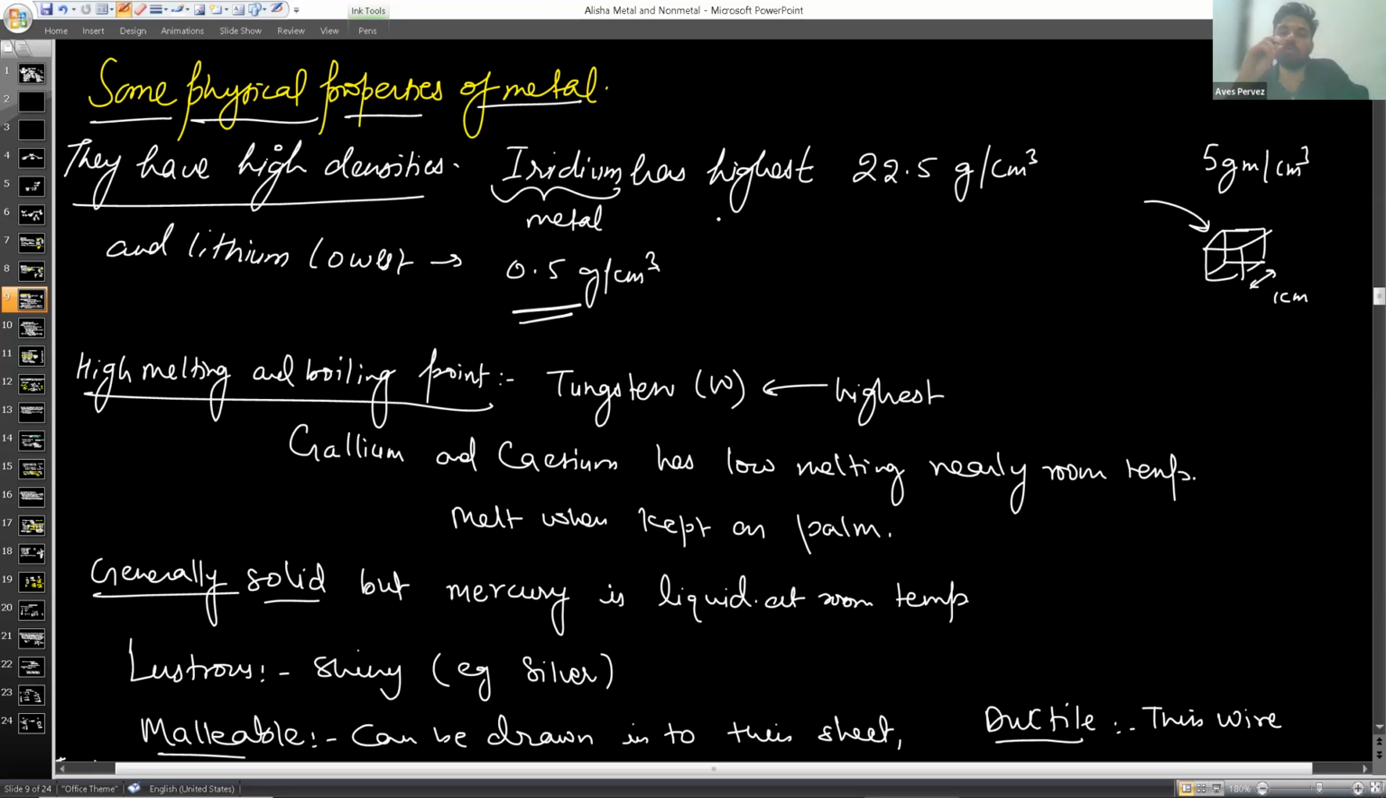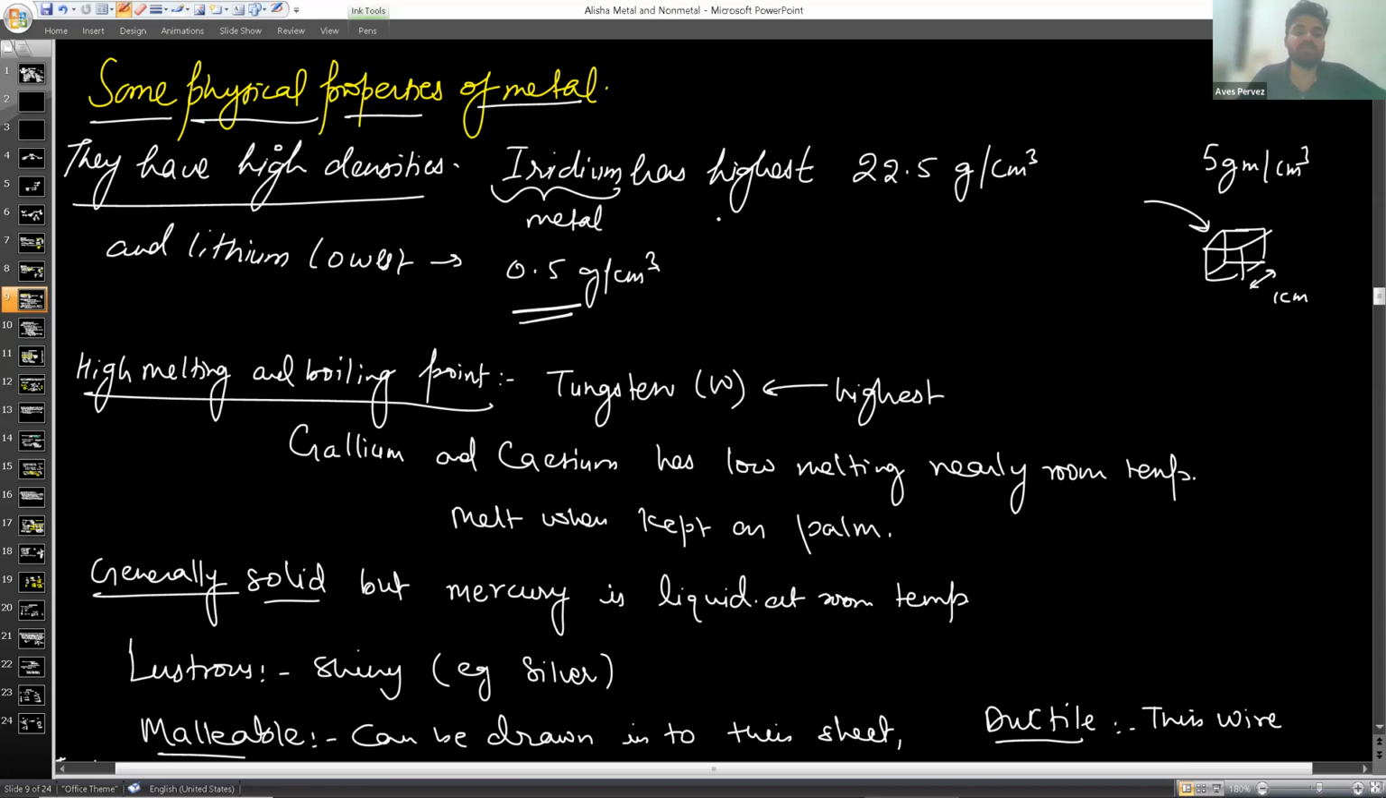For example, imagine a Ludo dice whose length, breadth, and height are 1 centimeter each. That cube is going to weigh 22.5 grams if it is made up of iridium, and the same dice, if made up of lithium, will weigh only 0.5 grams. Metals also generally have very high melting and boiling points. Tungsten has the highest melting and boiling point.